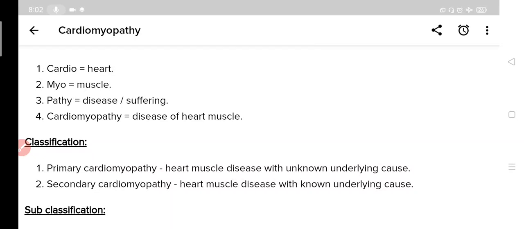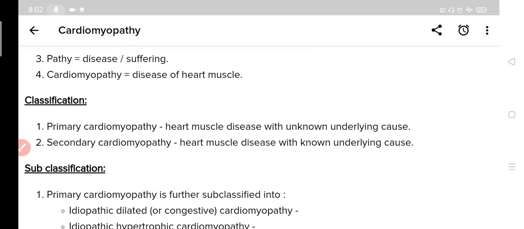You have to remember here that it is not that in primary cardiomyopathy there is no cause. There are causes, but we don't know them. Okay, so it is about our knowledge, but both have their causes.